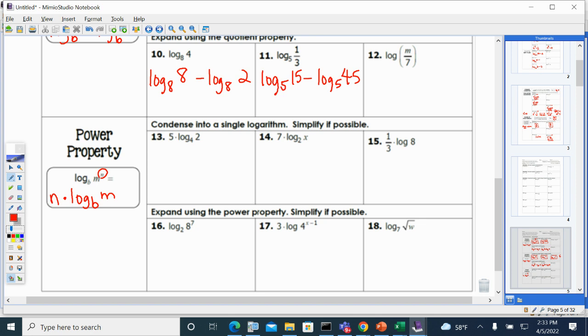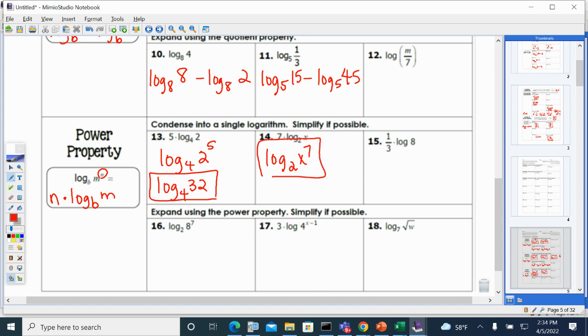So number 13, 14, and 15 condense into a single log. 5 times log base 4 of 2 becomes log base 4 of 2 to the 5th power. And 2 to the 5th power is 32. Log base 4 of 32 is how we would condense that log. The same thing is going to happen on number 14. You're going to move the 7. Basically, the product becomes the power. So log base 2 of x to the 7th, and there's no way for me to reduce that any further.